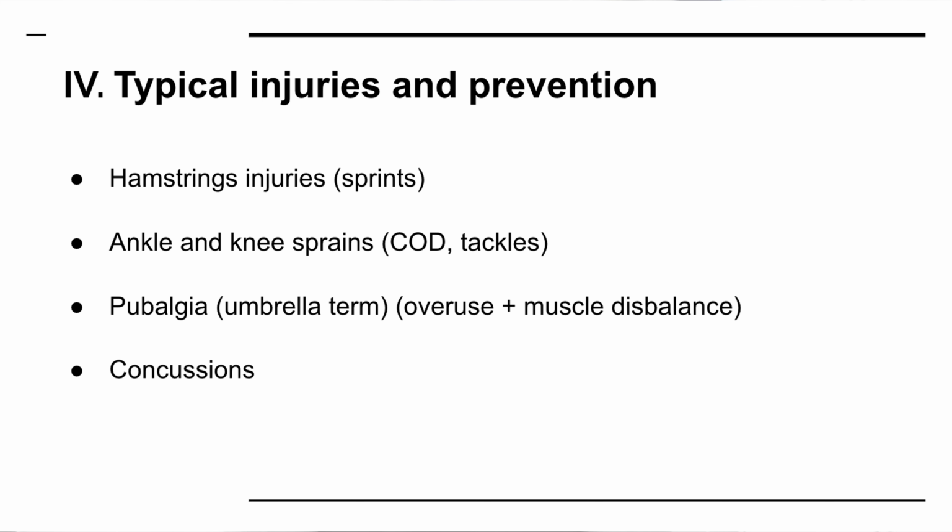To sum up, the typical injuries you will find will be the hamstring injuries, typically during the sprints, the ankle and knee sprains, typically during the sharp changes of direction and tackles, the pubalgia, due to overuse or muscle imbalance in the areas that we mentioned earlier, and the concussions.